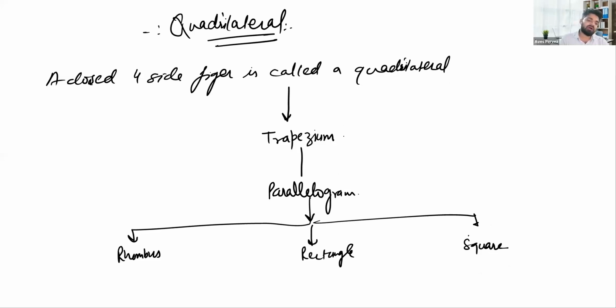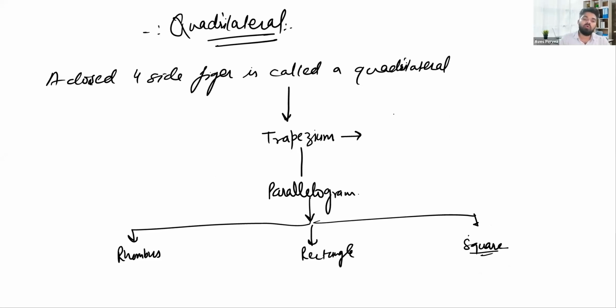But if we come back like this, are all trapeziums parallelograms? No. All parallelograms are rectangles? No. All parallelograms are squares? No. But all squares are parallelograms? Yes. All squares are trapezium? Yes. Why? Because the minimum criteria is satisfied by them.